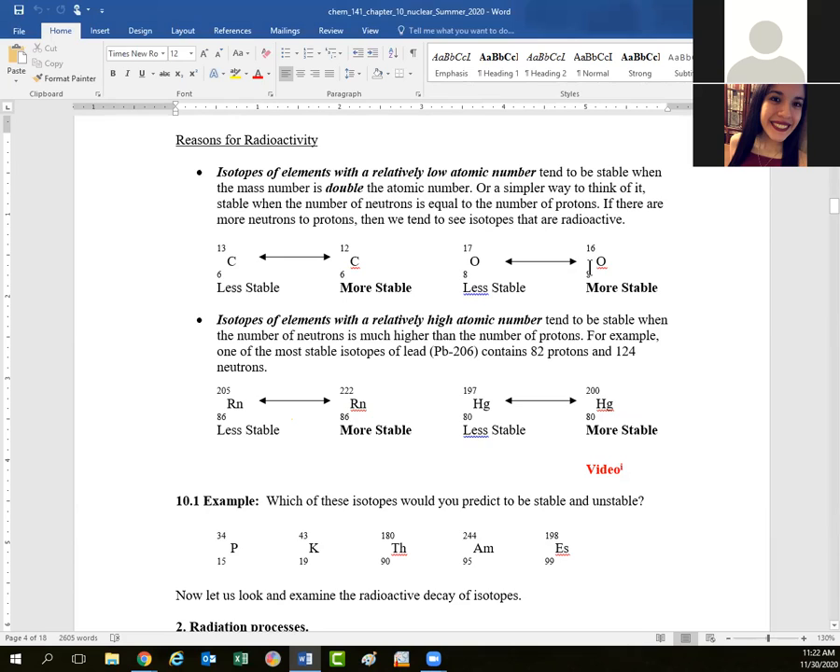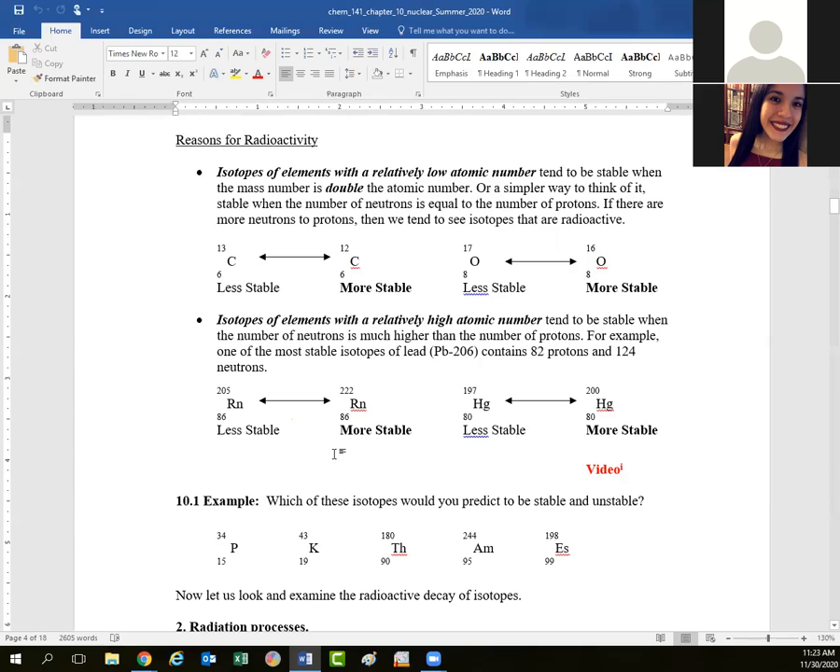Likewise, we can see with oxygen, the stable form of oxygen is with a mass of 16, because we have 8 protons, but also 8 neutrons. But as we add more neutrons, like oxygen 17, with 8 protons but 9 neutrons, we start to become increasingly unstable. So oxygen 17 and carbon 13 are unstable and would emit radiation as they try and become stable. So that's our first rule.